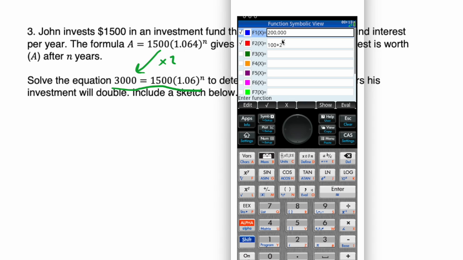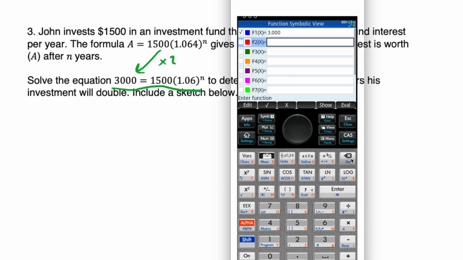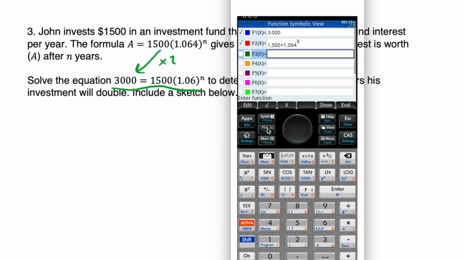Let's check it out. 3,000. And the other one, let's delete the whole thing. There's a bit of a typo there. That should be 1.064. 1,500 times 1.064 to the power of x. Okay. Now we're going to plot.